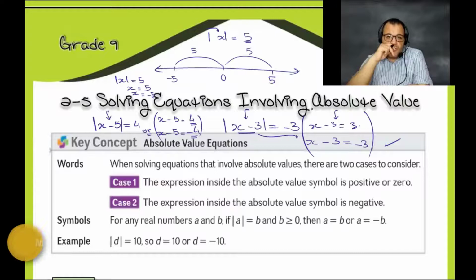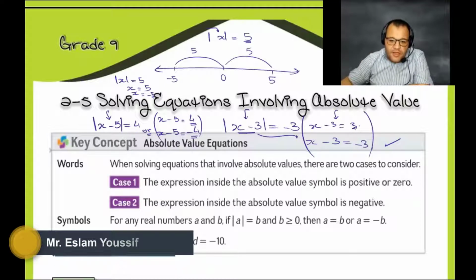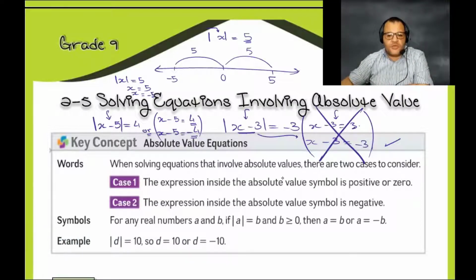Mister, if you get the absolute value, you can't have a negative number. So that is the wrong answer. It means this one is 100% wrong. The answer of the absolute value must be a positive number. So when you say that the absolute value is equal to negative 3, it's wrong. What if I say the absolute value of x minus 3 equals 0?